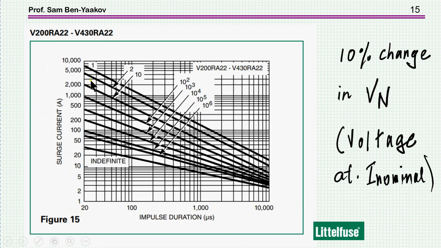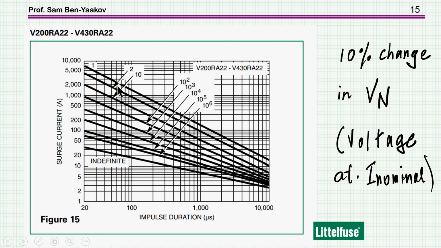We see here a family of curves, and this is for limits for a number of repetitions of the pulse. So this first one is 1 pulse, and then 2 pulses, and then an infinite number of pulses. This is during the lifetime of the varistor. That's not for one event, but something that is being accumulated over time. So let's look at the 1 pulse.